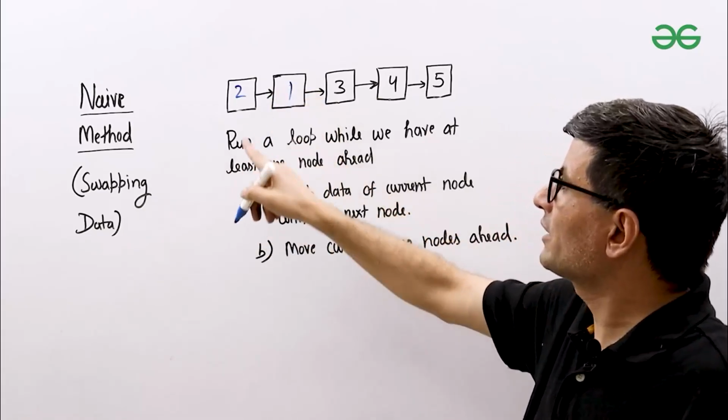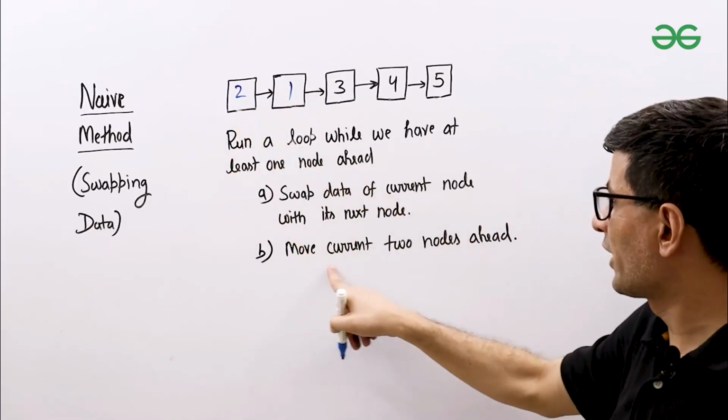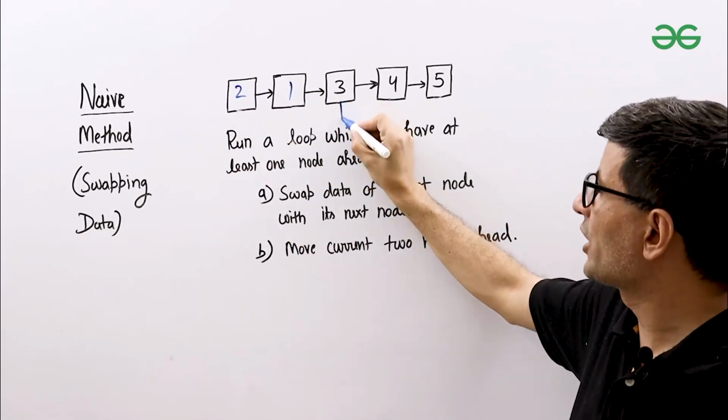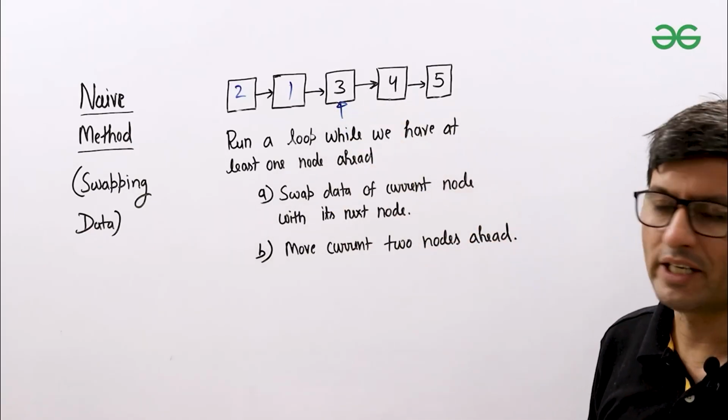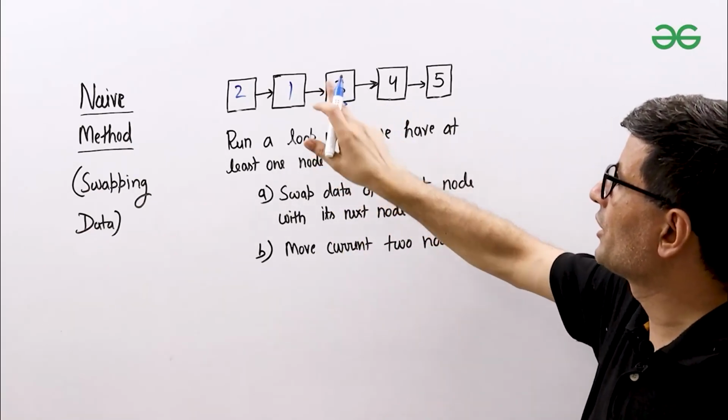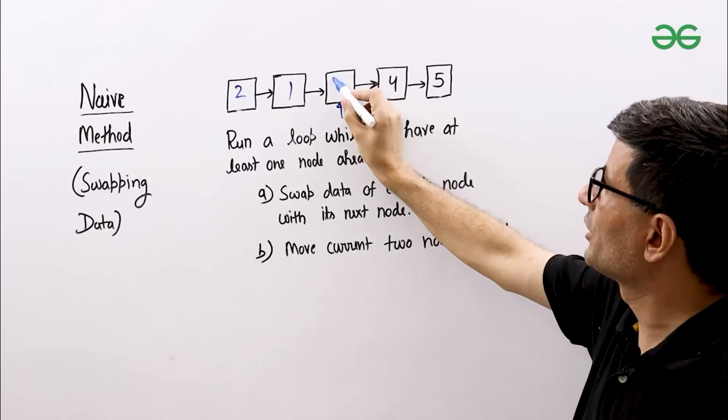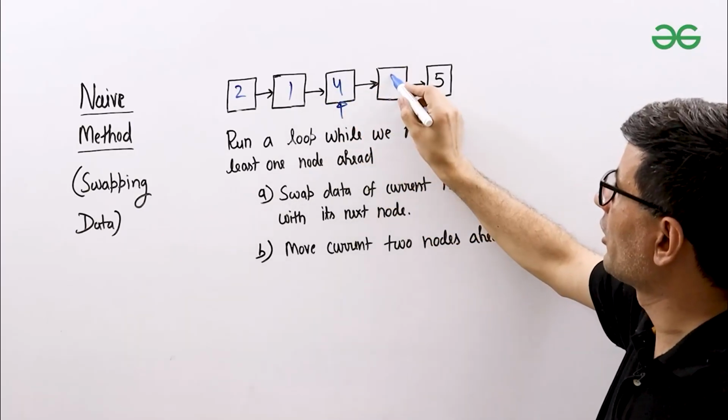After swapping this, current was initially here. We move current 2 nodes ahead. So we make current equal to current dot next, right? So now current comes here, we swap the data of these two as well. So we swap 4 and 3. We do it in a loop.